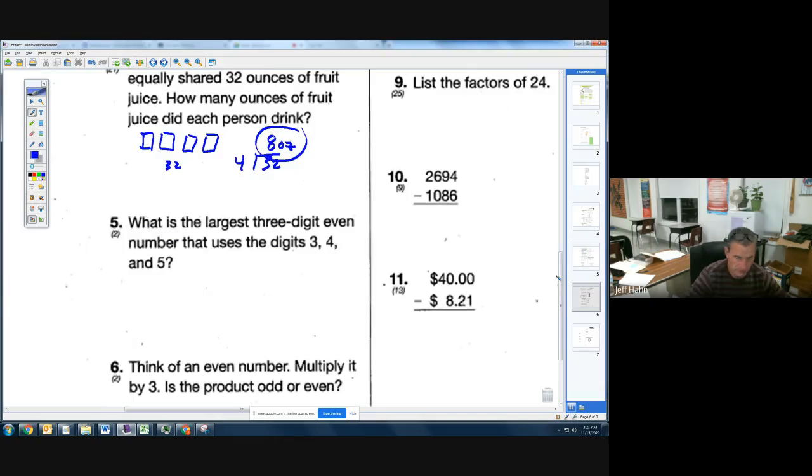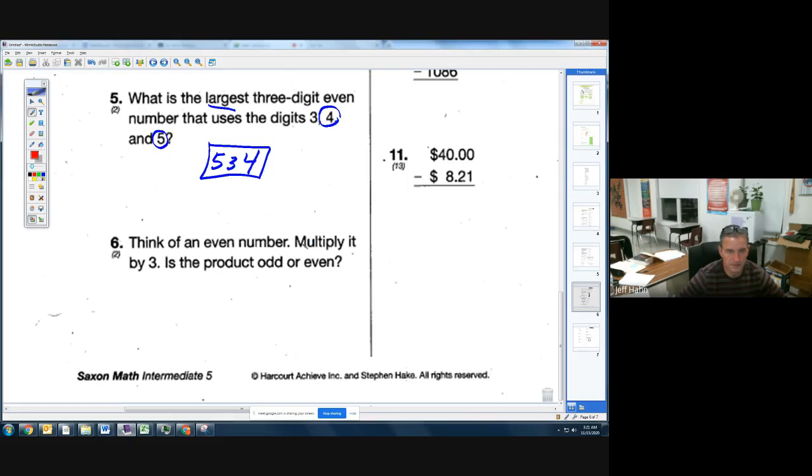Number 5, what is the largest 3-digit even number that uses the digits 3, 4, and 5? So it has to be even. So your only choice, your ending digit has to be this 4. And the biggest one means that 5 has to be the first digit because 500. Your only 2 choices are 534 or 354. And since this one is bigger and it asks for the largest one, we're going to go with that one.